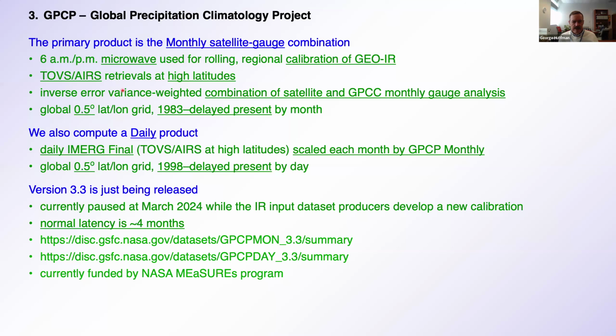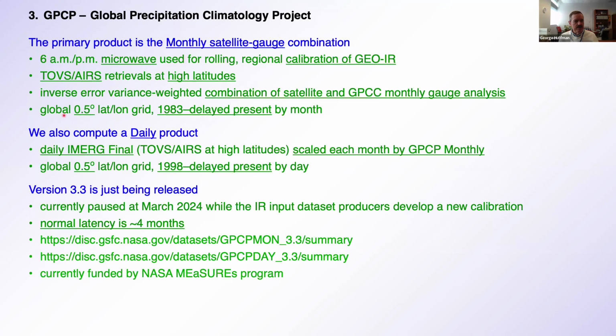It's just an inverse error variance weighted combination of satellite and the GPCC monthly gauge analysis. Once again, gauge analysis is not terribly relevant over oceans because we don't use the isolated islands. In general, isolated island gauges are not representative of the open ocean, that's the large area that we have to represent.